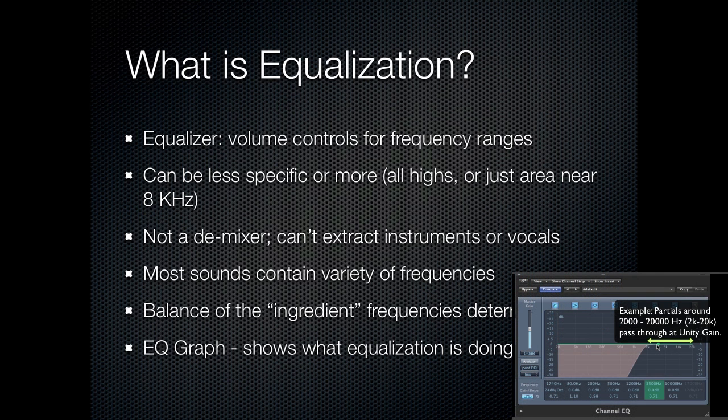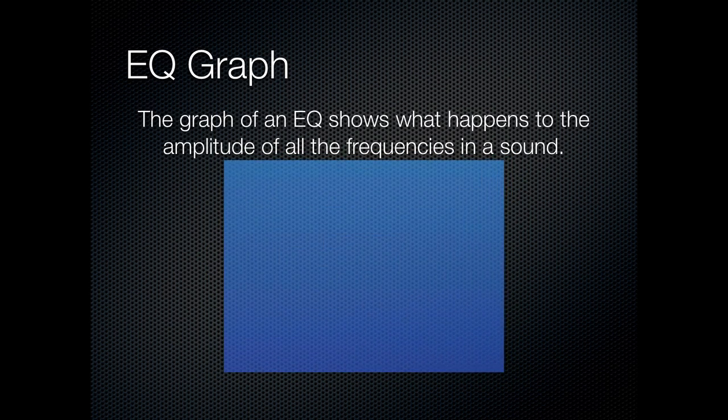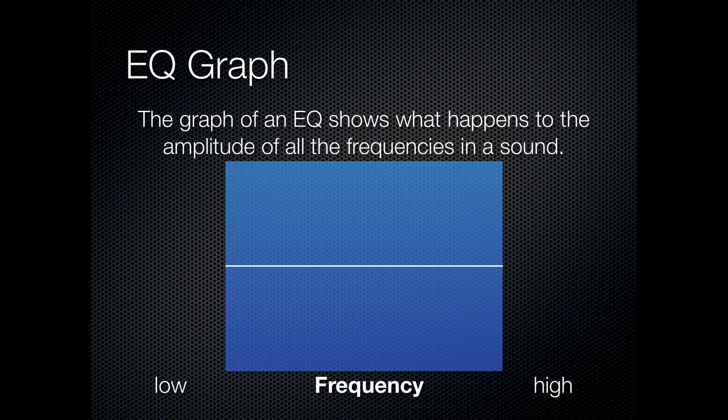Now, last time we looked briefly at an equalization graph. Let's quickly review that. So here we have the graph, and on the x-axis we've got frequency from low to high. Anything in the middle is unity gain. That's just going to leave the amplitude of those partials alone. As you go up, it increases the amplitude, and down it decreases the amplitude.